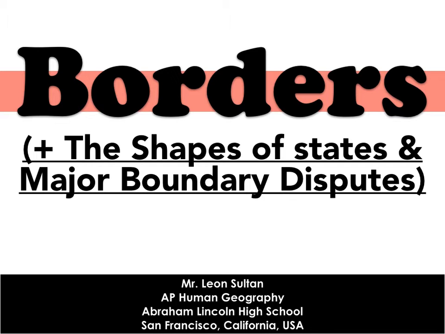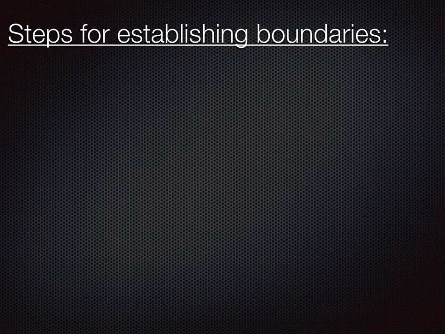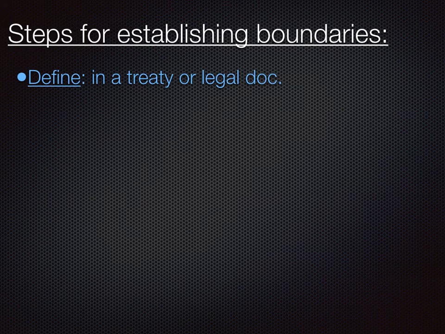So we're going to start with how states establish boundaries. This is really 4 steps. Number 1, they define the boundaries. So between 2 states, they have to have a treaty, they have a meeting, they create a legal document, and they define exactly where those boundaries are.